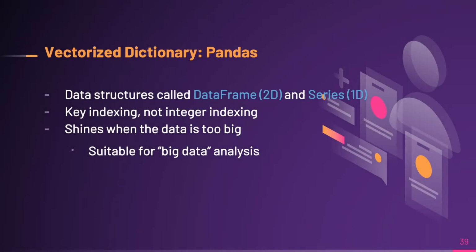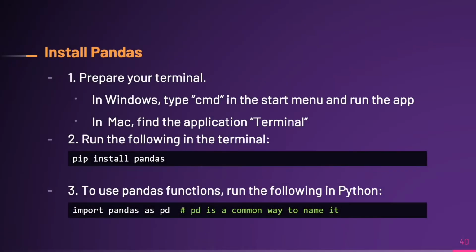On top of NumPy, developers invented Pandas, a vectorized dictionary library. If NumPy had arrays, Pandas had data frames for 2D tables and series for 1D lists. Like dictionaries, data frames use key indexing, not zero integer indexing. Pandas especially shines when the data is too big, which makes it suitable for big data analysis. The installation process is the same, so we'll skip it. To call pandas functions, run import pandas as pd at the top of your Python text editor.